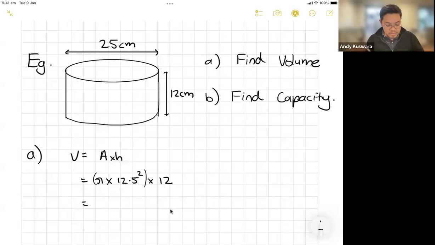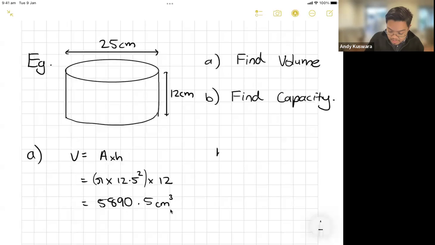And that is going to give you pi times 12.5 squared multiplied by 12. That's going to give you a volume of 5890, let's just do it to one decimal place, 5890.5, and this will be centimeters cubed. Okay, that will be that.